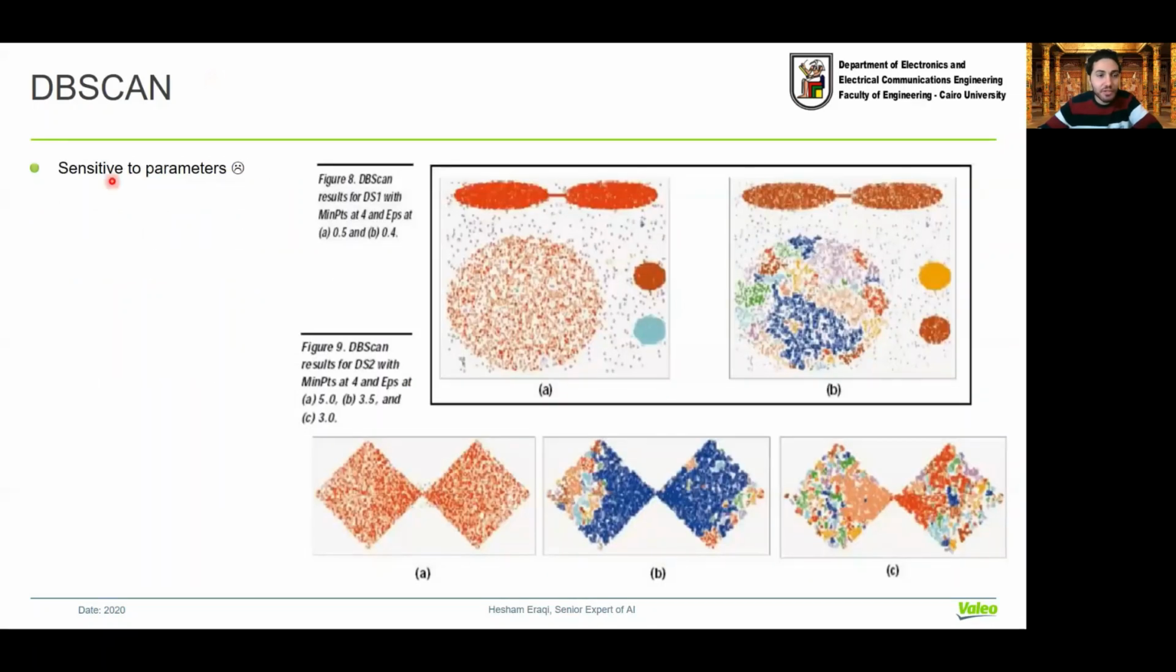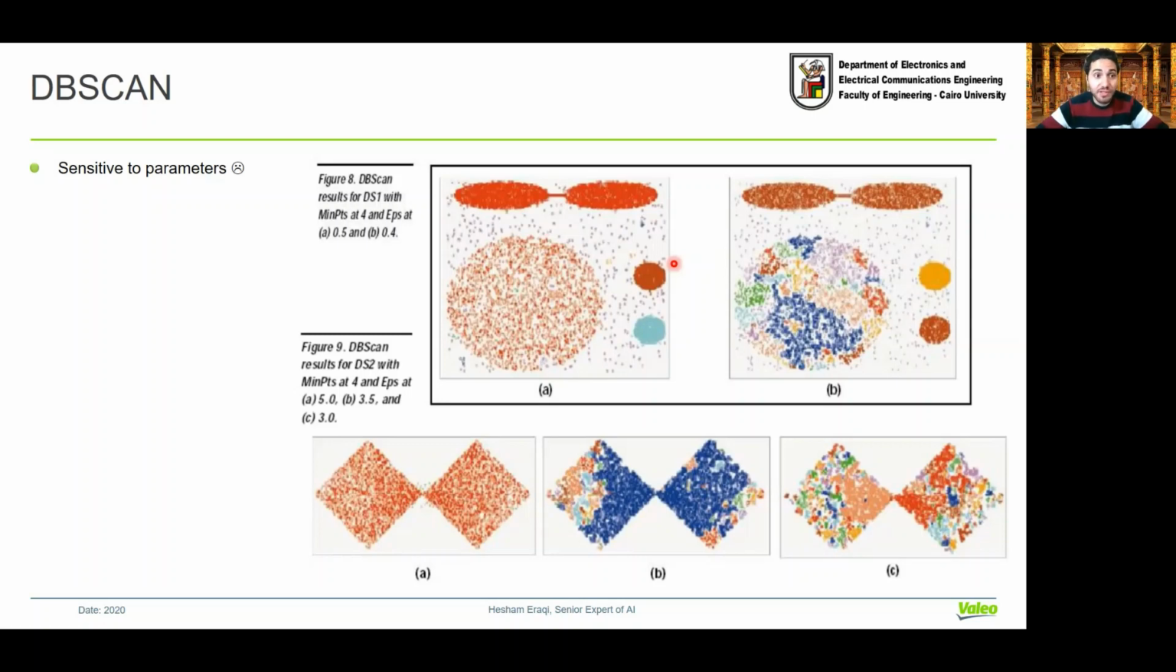one major disadvantage of the DBSCAN algorithm is that it is very sensitive to the parameters. So these are two outcomes from the DBSCAN algorithm. Each time I set the parameters differently, but I'm using the same data to be clustered. For the first time, I use epsilon equal 0.5. For the second time, I use epsilon 0.4. And for both times, minimum number of points is equal to 4. And you can see by doing a very slight change in the epsilon value, you end up having completely different clustering decisions.